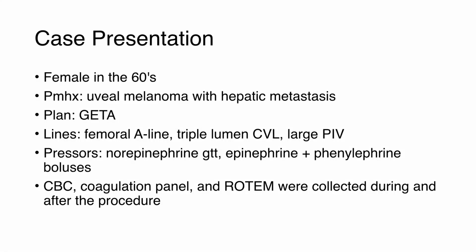Each procedure was performed under general anesthesia with endotracheal intubation. Once the patient is induced, vascular access includes a femoral A line, a triple lumen central venous line, as well as large peripheral IVs. Vasopressor agents include norepinephrine infusion and occasional boluses of phenylephrine and epinephrine.